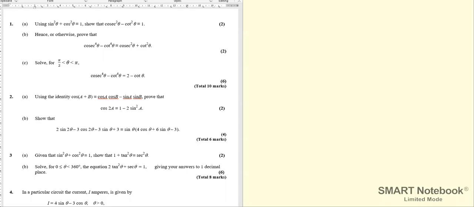Okay, so let's have a look at number 1 here. It says using sine squared theta plus cos squared theta is identical to 1, show something else. Now, that implies that we need to start with sine squared theta plus cos squared theta is identical to 1. I'm just going to write that down here.